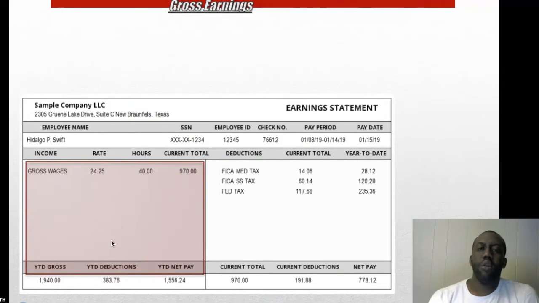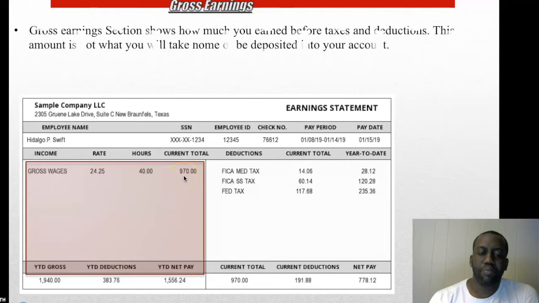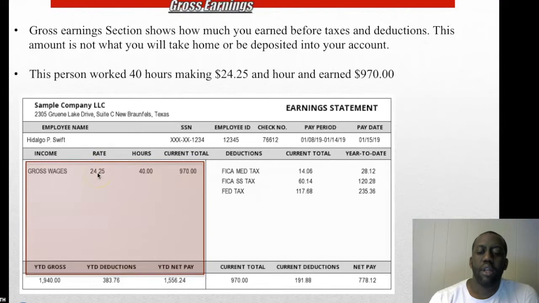Okay, let's take a look at gross earnings. On this paycheck, we can see that the gross earnings are highlighted inside the red box. We can see gross earnings, the pay rate, hours worked, and the current total year to date. As we talked about, gross earnings are the amount before any taxes and deductions. So before this person had any taxes or deductions, they made $970 in gross earnings. And to get that, you just multiply 40 hours by the pay rate, which is $24.25.